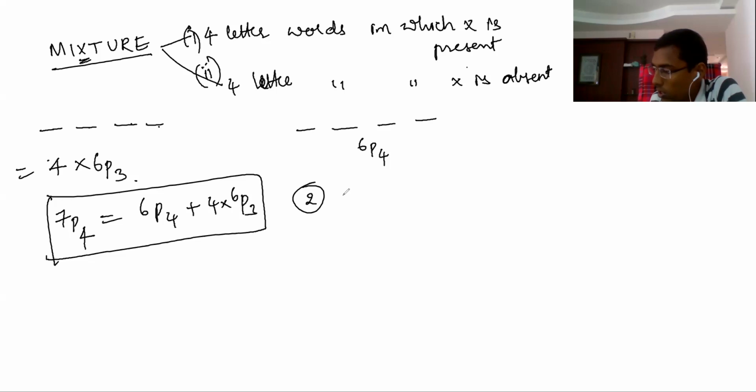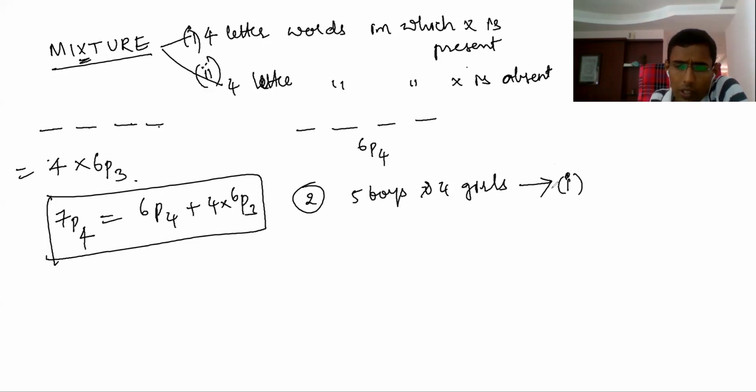Here, number of ways of arranging 5 boys and 4 girls in a row. Your first question is the number of ways of arranging 5 boys and 4 girls in a row. Total 9 members can be arranged in 9 factorial ways. That's the first.